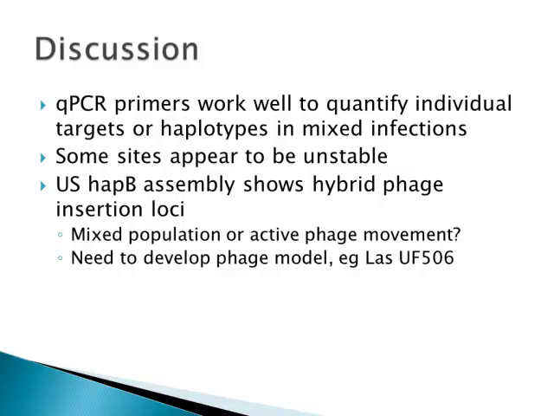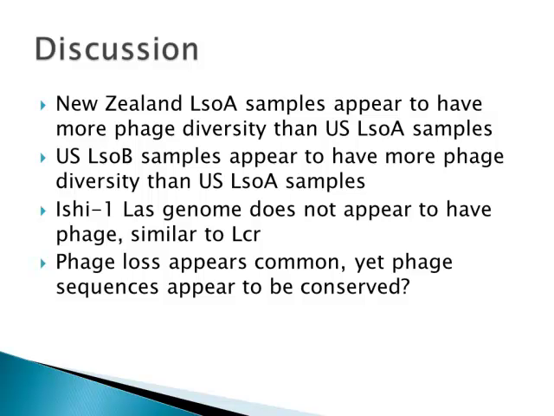We'd like to develop a better phage model, and that will come when we get better phage contigs, particularly from the US samples. The Liberibacter asiaticus has a really nice phage model in UF506, which came out of Gainesville, I think in 2012. And ours doesn't really seem to match theirs, but we have more testing to do. But if you look at the New Zealand LSO-A samples, they appear to have more phage diversity than our A Liberibacter samples. And our LSO-B Liberibacter samples appear to have more phage diversity than our LSO-A samples.